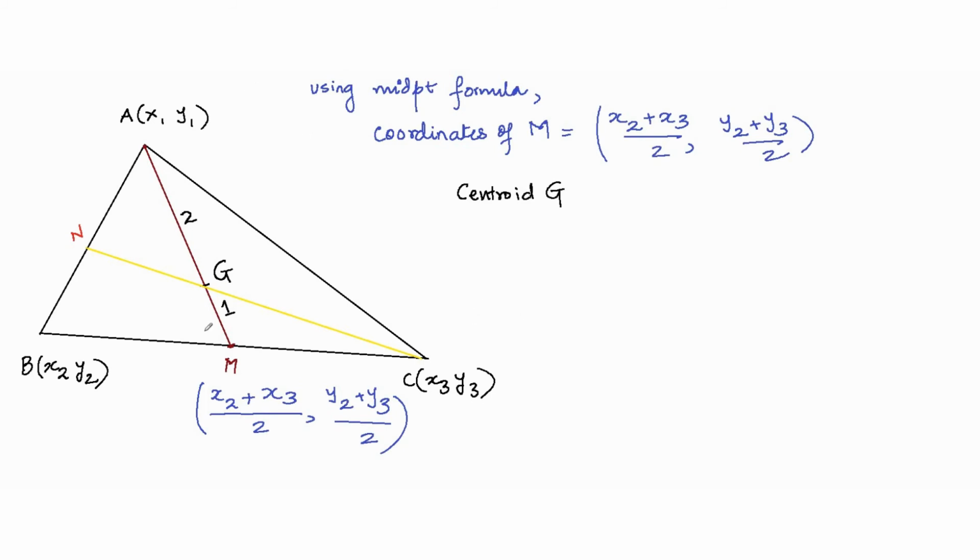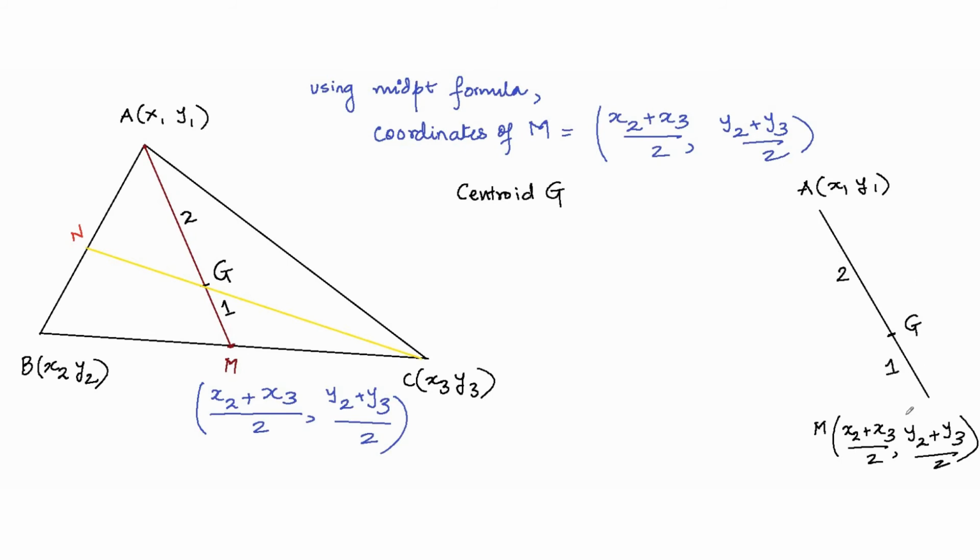So now imagine the line segment AM. So let me just draw the line segment AM over here. So this is the line segment AM. The coordinate of A is x1, y1. The coordinate of M is given by (x2 plus x3) by 2, (y2 plus y3) by 2. And the centroid lies on this line in such a way that the ratio is 2:1. And you can prove this particular property using similarity, which I will do in the next section.